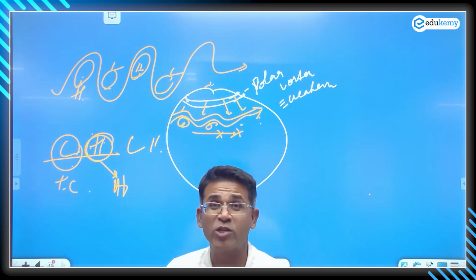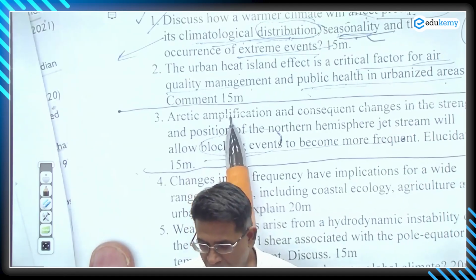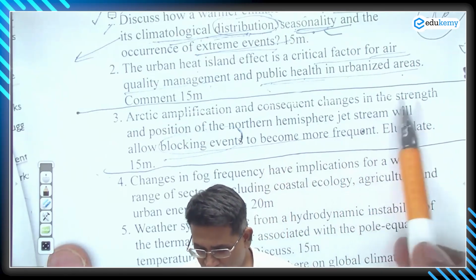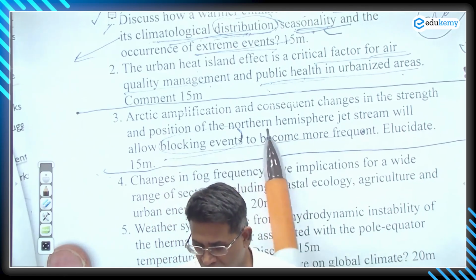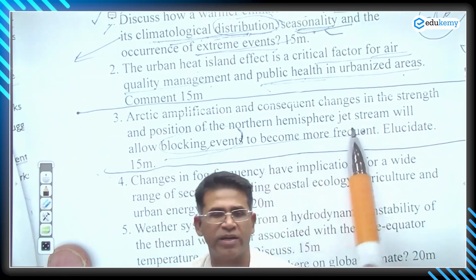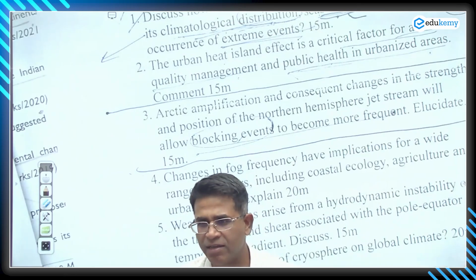Okay, I'm moving on. The question was, I repeat the question. Okay, the question is: Arctic amplification and the consequent changes in the strength and the position of the northern hemisphere jet stream will allow blocking events to become more frequent. The consequence of the polar vortex. Will you be able to answer? Done with diagrams?